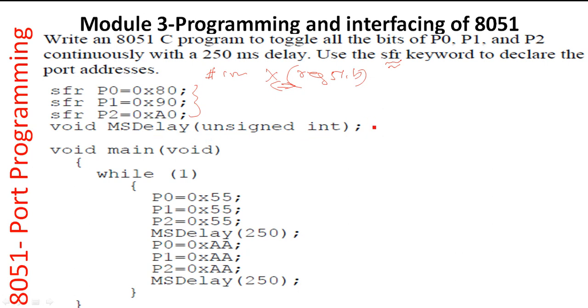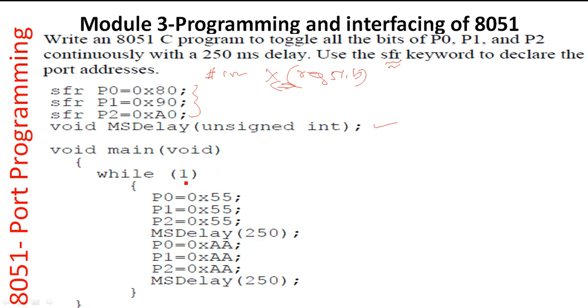Then MS delay with an unsigned integer. We declared a function here. That function, no need to explain to you again. The MS delay function will have a variable, like 1275 or some value. We already discussed MS delay, how to make a 1 millisecond delay. We can pass the argument: if you want 250, call the function with 250 here.